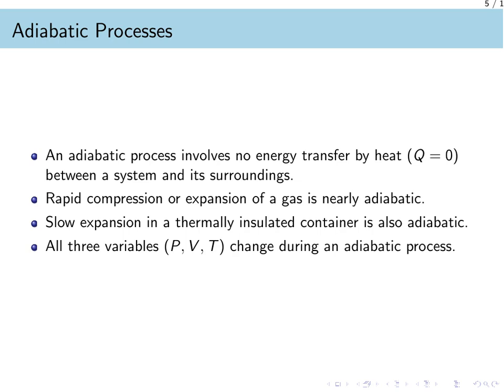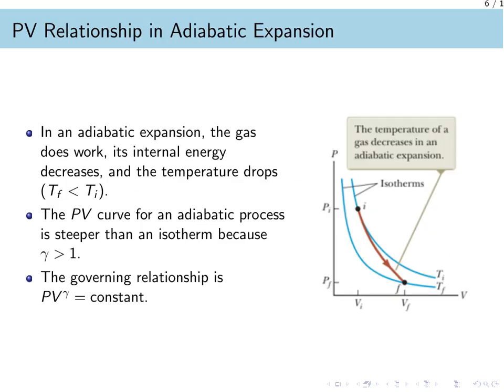Unlike some other thermodynamic processes where one variable remains constant, in an adiabatic process, the pressure, volume, and temperature all change simultaneously. When gas undergoes an adiabatic expansion, it does work on its surroundings. Since no heat enters the system to compensate for this work, the internal energy of the gas must decrease, causing the temperature to drop. We can see this on the pressure-volume diagram shown here.